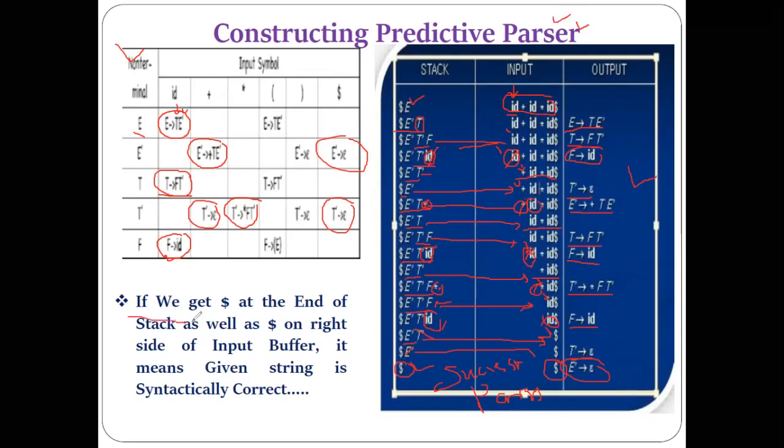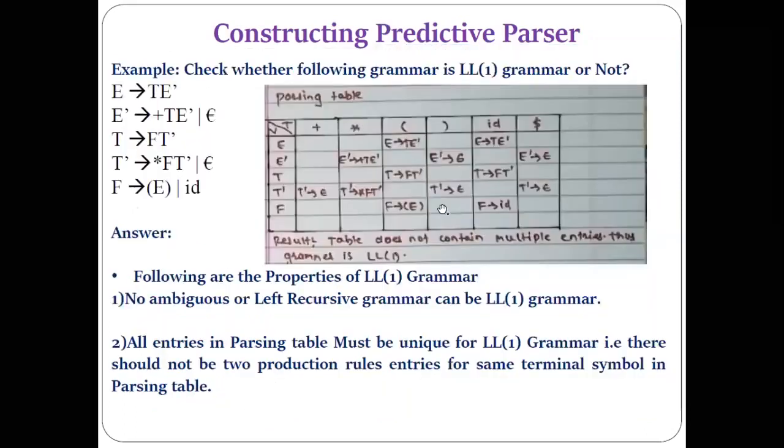Here also I have written, if we get the dollar at the end of the stack, as well as the dollar on the right side of the input buffer, it means the given string is syntactically correct. Here we have got the dollar at the bottom of the stack and the dollar at the right side of the input buffer. It means parsing has been successfully done and this string is syntactically correct. Okay. So in this way, you can take other different examples and try to parse the string.